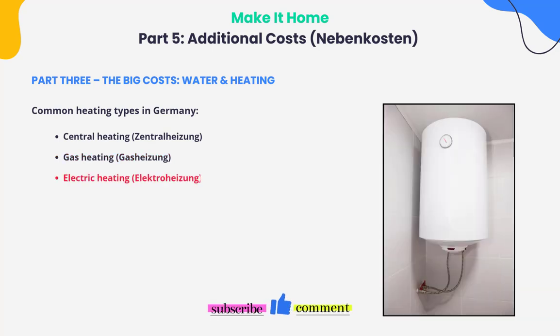Electric heating, Elektroheizung. This is a rare case, but if your apartment uses an electric boiler instead of gas, again, usually located in the kitchen or bathroom, you also pay for heating and hot water yourself. Electric heating is usually expensive and all costs appear directly on your electricity bill and not in the Nebenkosten.